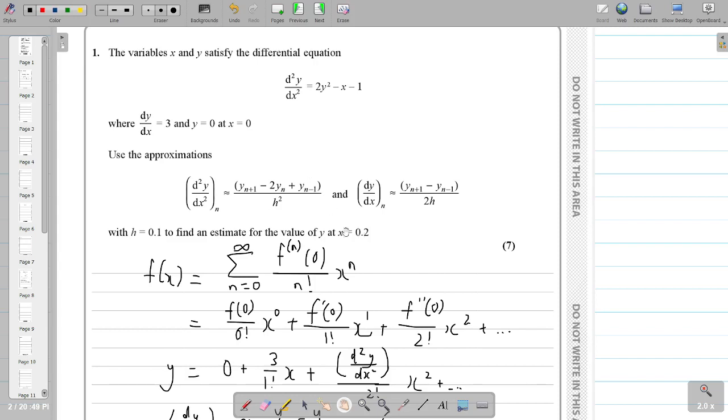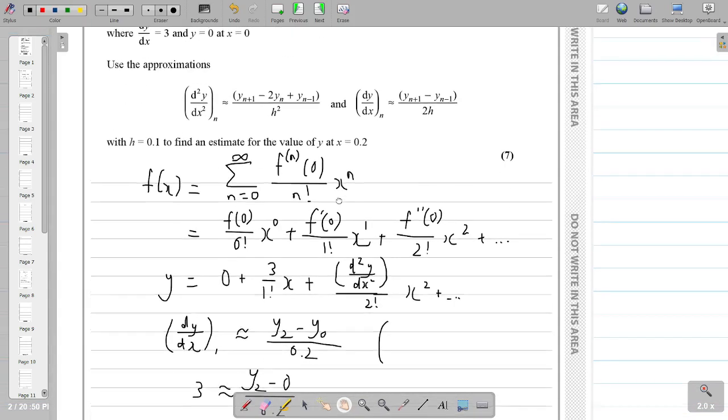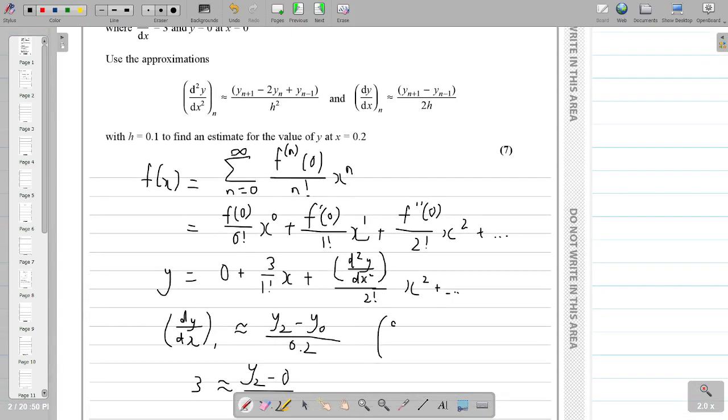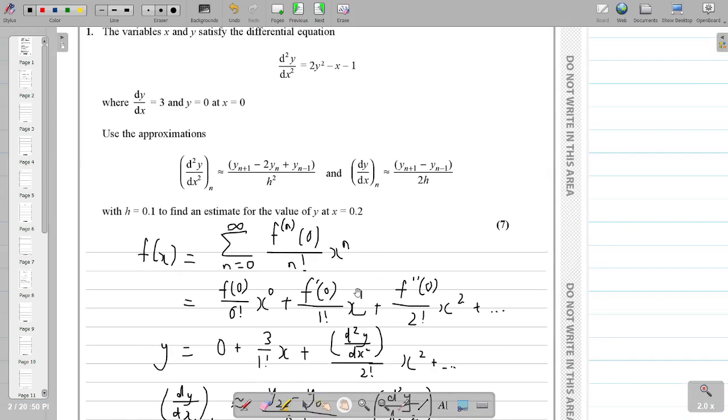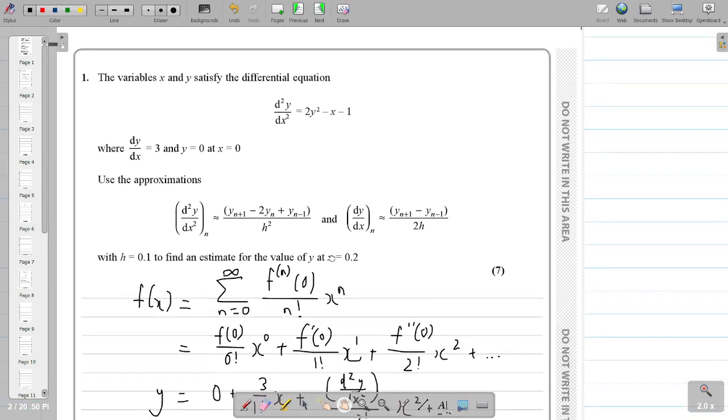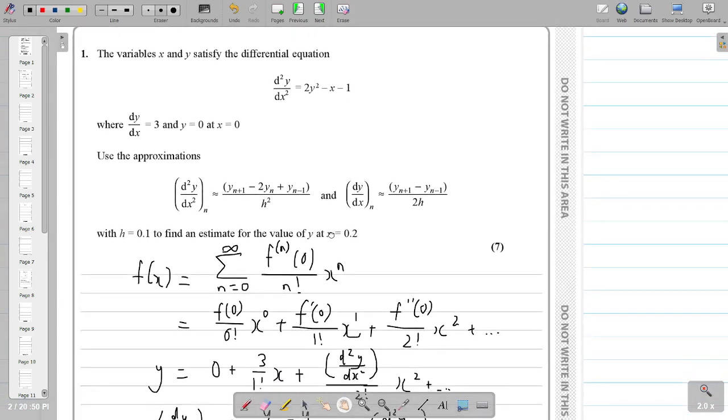So what we would need then is, okay, we're trying to look for the second derivative of 1, I'm assuming, because this is an iterative formula.